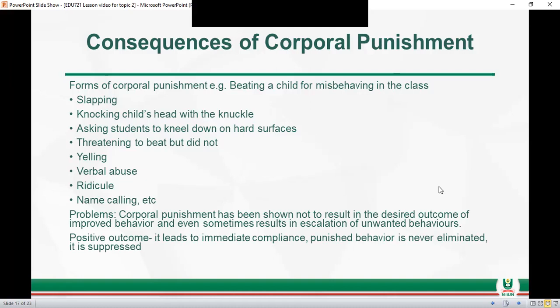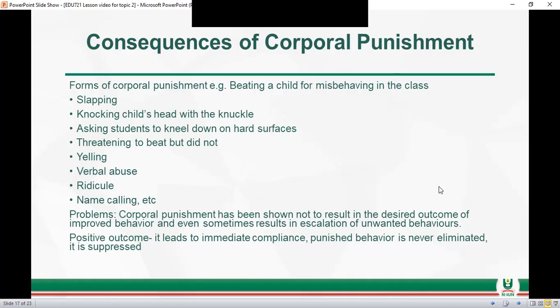It's not prolonged, it's just temporary. The punished behavior is never eliminated, it is suppressed. Corporal punishment only suppresses it, it doesn't eliminate it. So teachers, please take note of that. Skinner argued that corporal punishment is a very bad technique for controlling behavior. He advocated for the frequent use of positive reinforcement. He believed that positive reinforcement was more effective than corporal punishment when trying to change behavior or when trying to establish behavior.